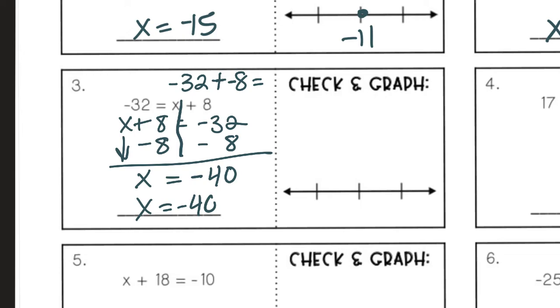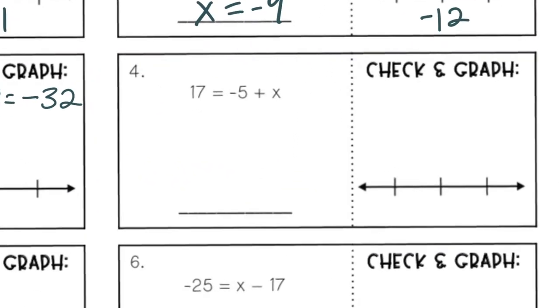Now I'm going to check my answer for that. If I have negative 40 and I add 8 to that, that would be like owing someone $40 and only paying them 8. You're still owing them $32. The difference between 40 and 8 is 32.